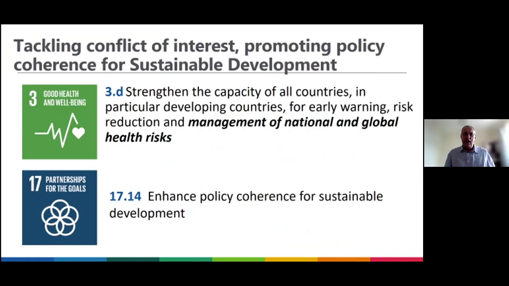And to thinking about what aspects of the SDG agenda we might use in promoting more coherent approaches to alcohol, health and development. So I think part of Goal 3 that is important is the idea that we are committed to strengthening capacity of all countries, in particular developing countries, for management of national and global health risks. And I really don't think it should be beyond us as a scientific and advocacy community to position the alcohol industry convincingly as constituting national and global health risks. And in particular, to leverage the commitment to enhancing policy coherence for sustainable development.